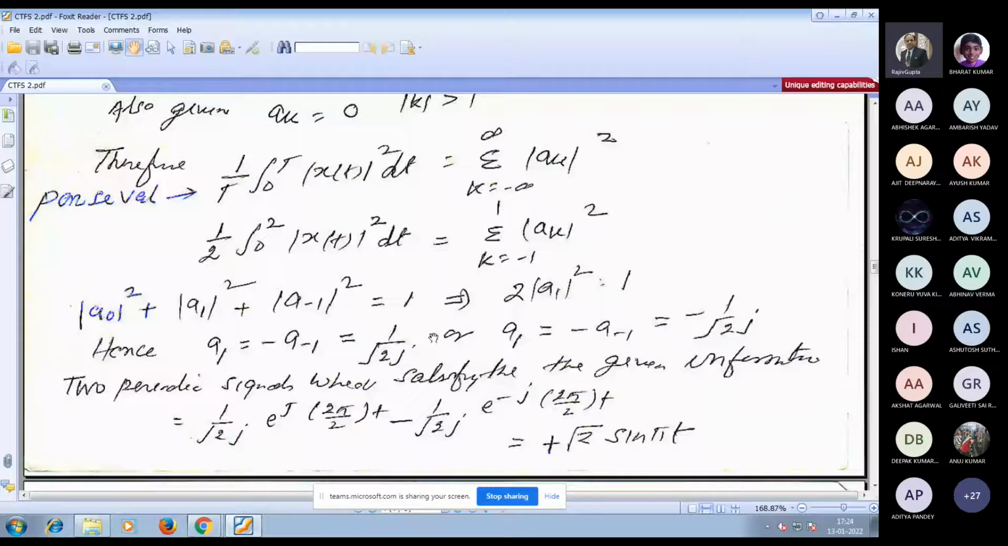So finally, what are the Fourier series coefficients you will have? a1 equals to minus of a minus 1 equals to 1 by root 2, and j is in multiplication, or a1 equals to minus of a minus 1 equals to minus of 1 by root 2 j, which is satisfying this equation 2 of mod a1 square equals to 1. आप लोग चेक करके देख लीजिए, उसको सेटिस्फाई कर रहे हैं.